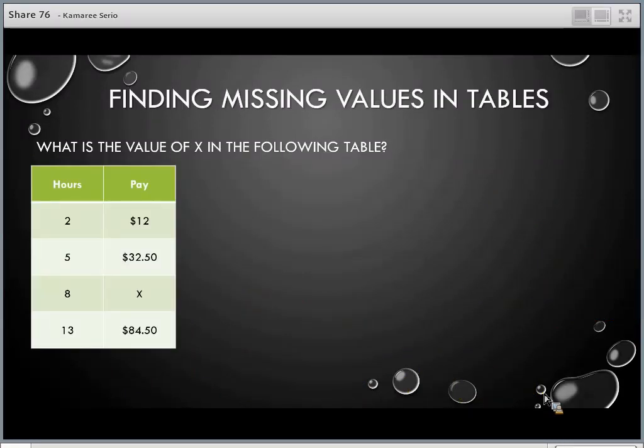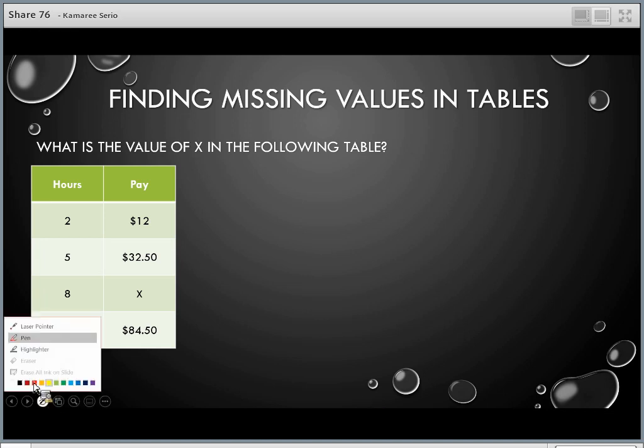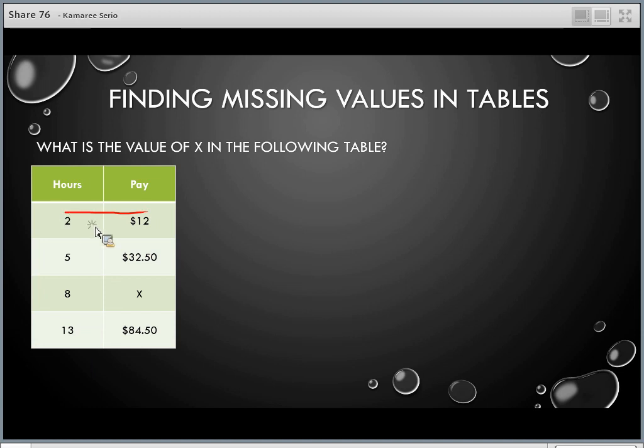Okay. Here we're going to find the missing value of a table. Before we were finding missing values of diagrams, now let's find the missing value of this table. So let's take this first one up here. Okay, I have 2, 12. So 2, 12. I have my y over x, so I have 12 over 2. Okay, 12 over 2. When I divide that, I get 6.